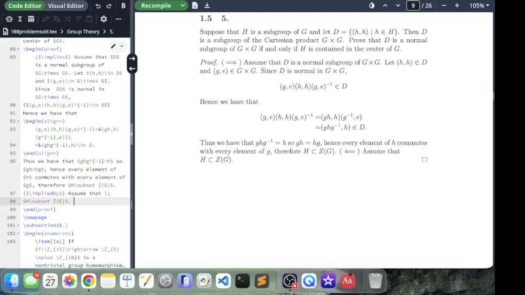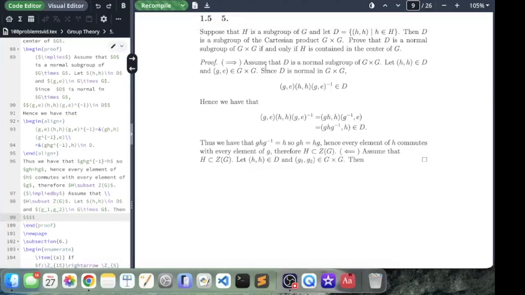and our goal is to show that D is a normal subgroup of G cross G. I don't know if I said H or G, but definitely D. So we pick something in D, and then we pick one arbitrary element in G cross G. Then, like above, we want to show that if I take (g1, g2) and operate it with something arbitrary in D, and then operate with that same guy's inverse, our goal is to show that this is still in D.